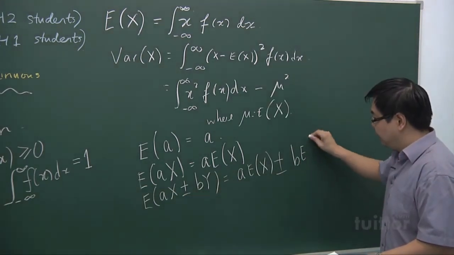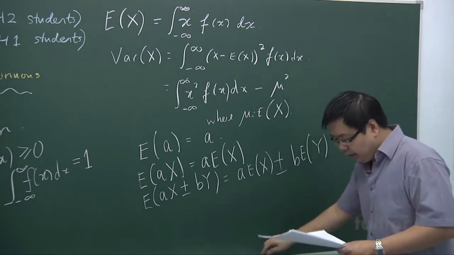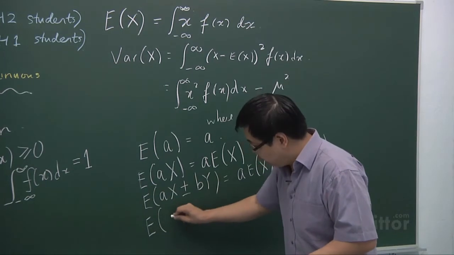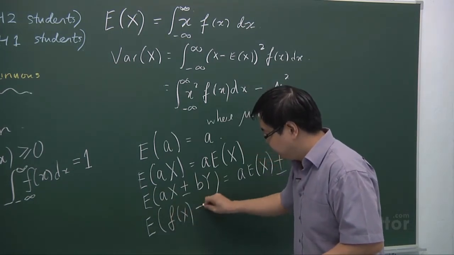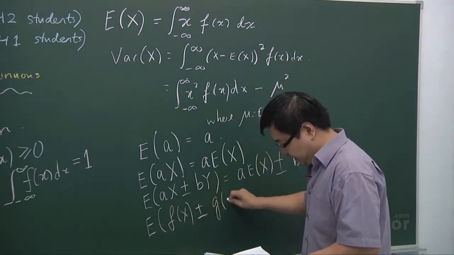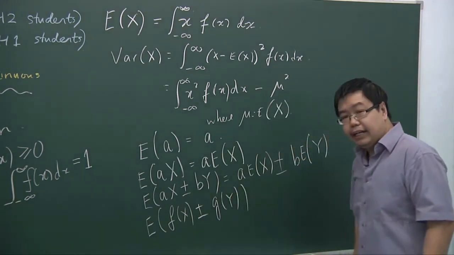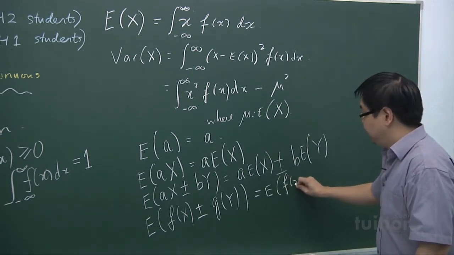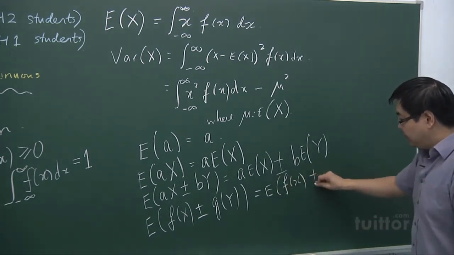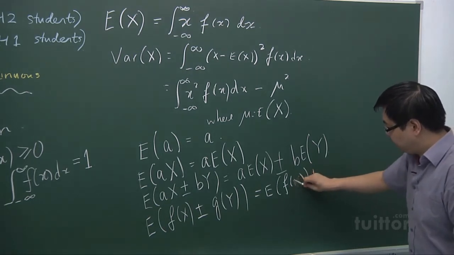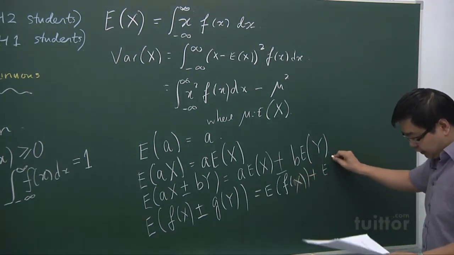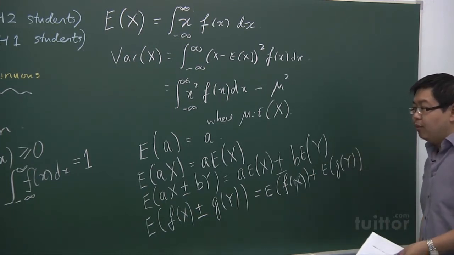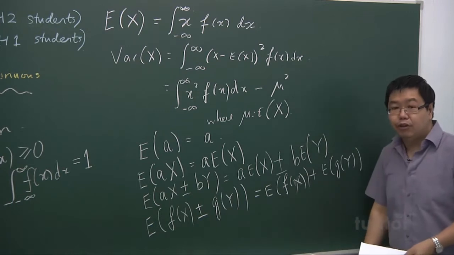B times the expectation of y. And the fourth property, of course, is a more general property that says that if you have two functions and you want to add or subtract the expectation, it will simply be the expectation of f of X plus the expectation of g of Y, regardless of whether x and y are independent or not.